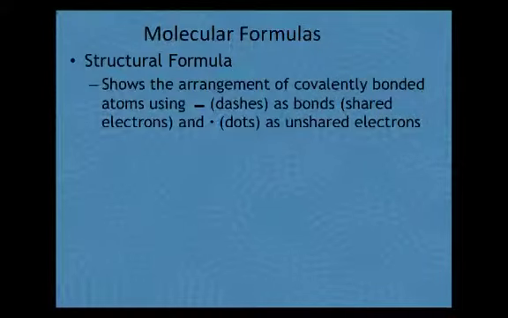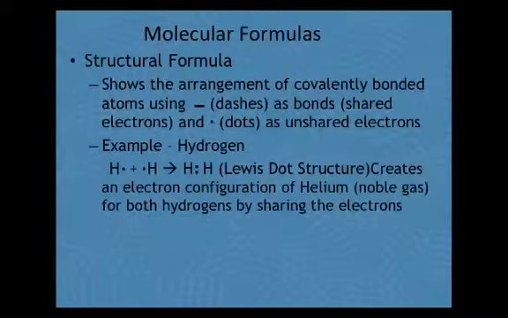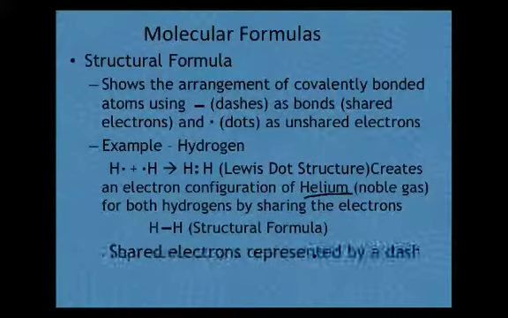So here's how we do a structural formula. We use a dash to show a bond and a dot to show unshared electrons. One example we did before was hydrogen. Each hydrogen atom has one single electron, so when they share electrons, they get the configuration of helium, which is a noble gas. So we show the structural formula by using a dash to represent bonded electrons.